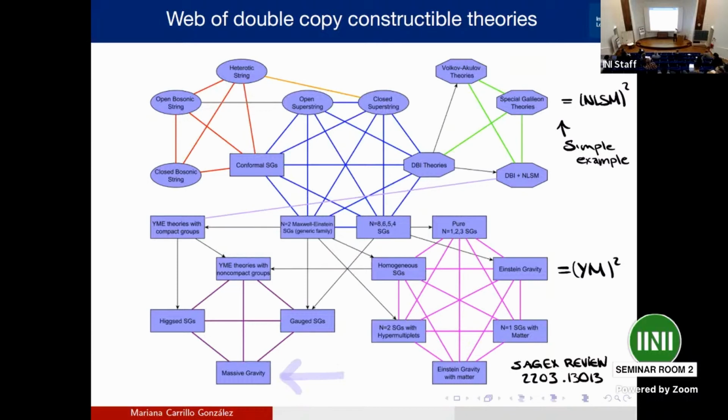But there's another corner of this web of relationships where you can have something like a massive graviton. And this arises from some spontaneous symmetry breaking in your theories. And it's interesting to understand what kind of massive gravity theories can arise from a double copy construction.